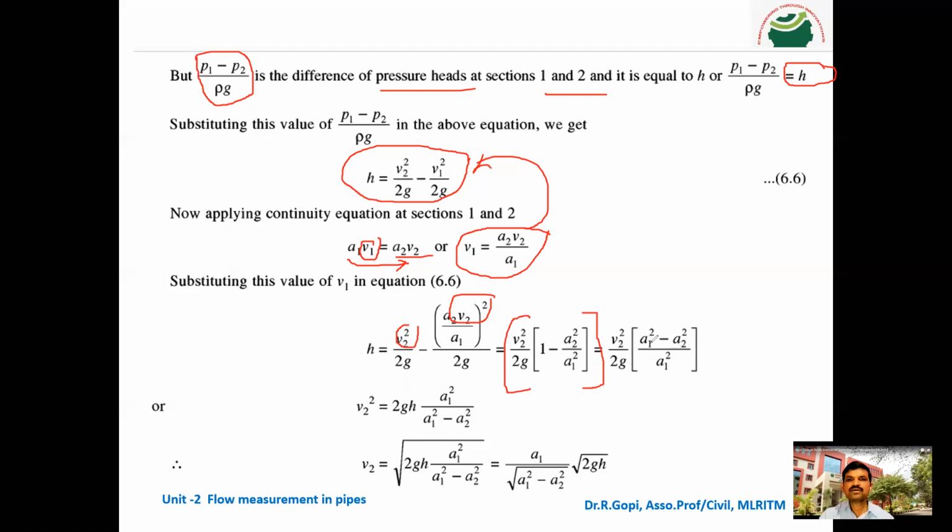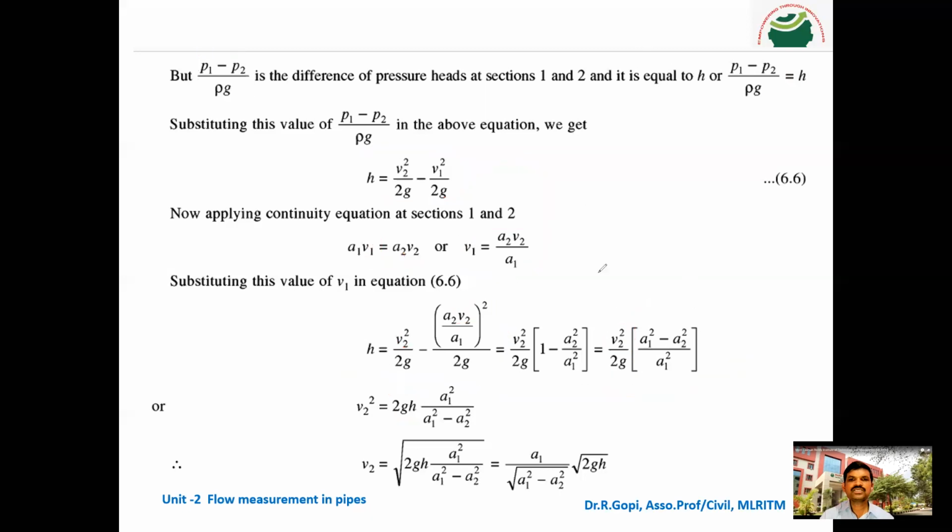So we take the LCM. Finally we get A1 square minus A2 square divided by A1 square, just to simplify. Okay. So now I need only V2. H is equal to this value. So keep this V2 on the left hand side and all the terms go to the other side. V2 square equals, here 2g is there, 2g into H.